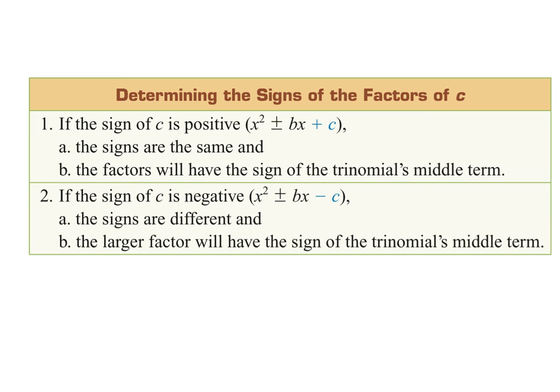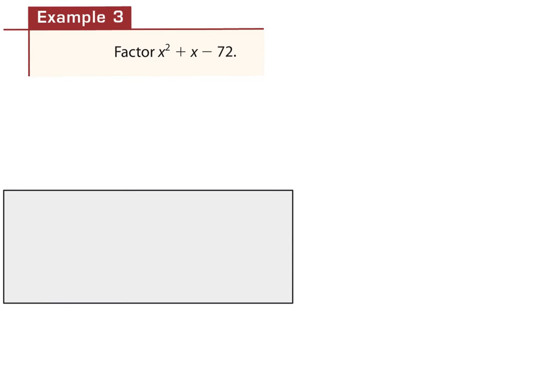If my C is negative, I'm going to have 1 positive and 1 negative. The larger of those will follow the middle term. Okay? So let's look at this using this logic here. My last term is negative. So am I going to have the same sign or different signs? Different. So I'm still going to have x, but I'm going to have an x plus, and I'm going to have an x minus. Yes, that's the only way to get a negative 72.